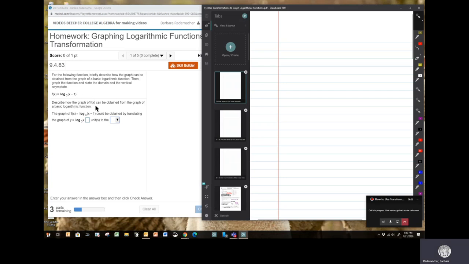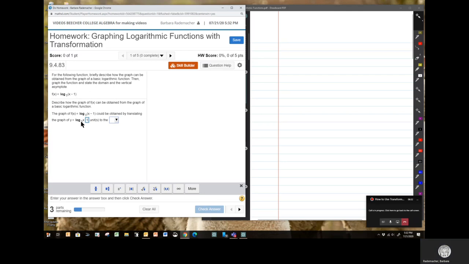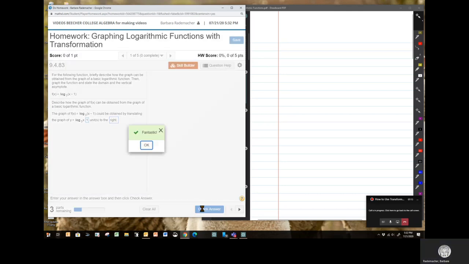Okay, now describe how the graph of f of x can be obtained from the graph of the basic logarithmic function. Now that's going to be, the graph of f of x equals log base 3 of x minus 1 can be obtained by translating, shifting, the graph of y equals log base 3 of x one unit to the right. You'd expect it to be to the left, but when we're dealing with horizontal movement, it's like everything is backwards from vertical movement. Okay, let's check our answer. Yes, we're right.